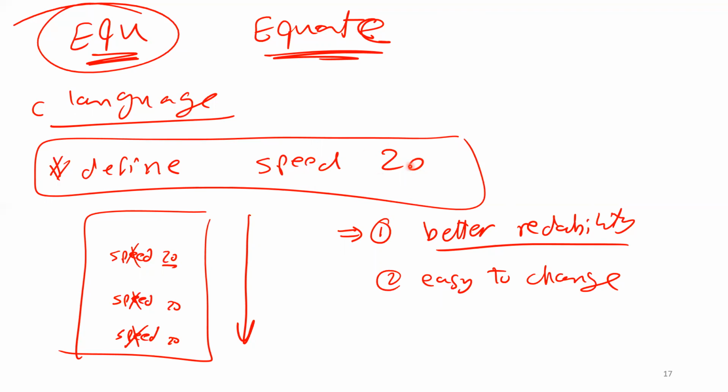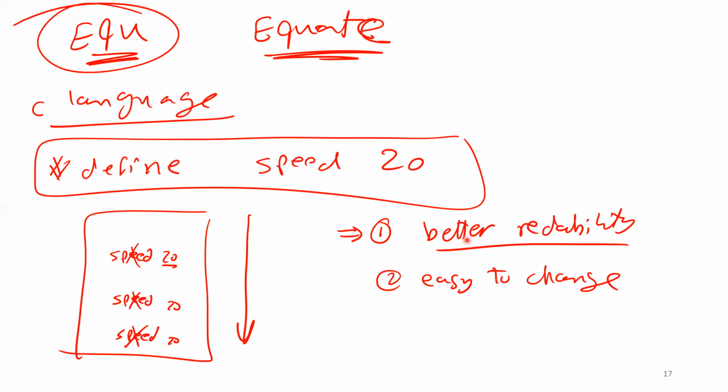Is that okay? So again, I'm gonna see the word speed in my program. I'm gonna use the word speed. However, when it's converted to machine code, every use of the word speed in my program is gonna be replaced by this number 20. Okay, but why do you do that? Why don't you just write 20 20 20?